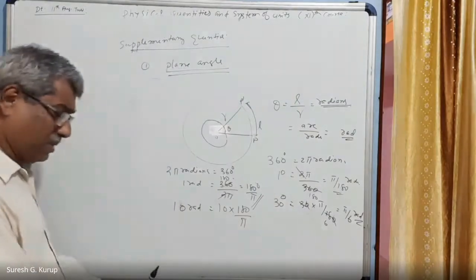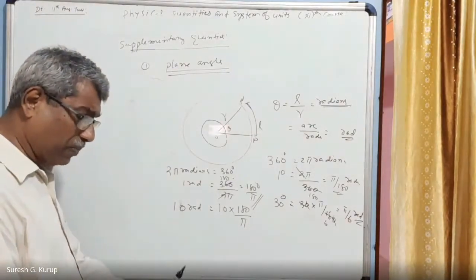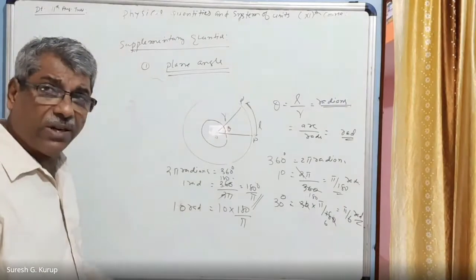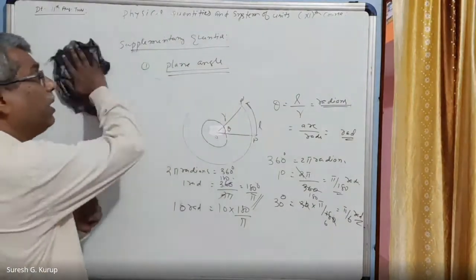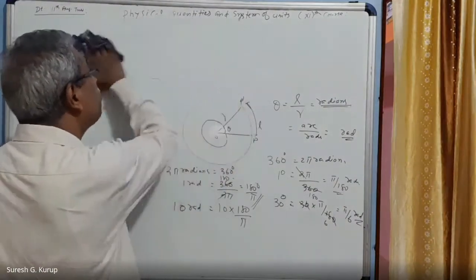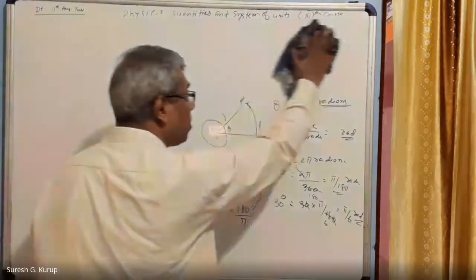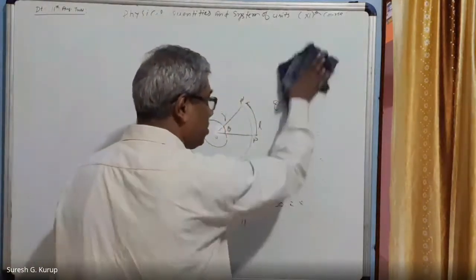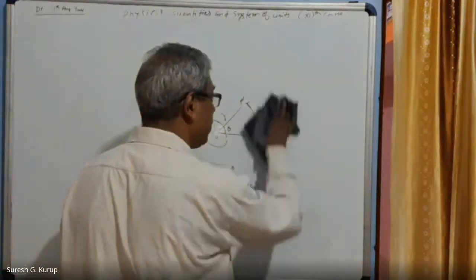This is actually the beginning topic. They are only very, very basic. Not so important from the examination point of view, but from the knowledge point of view, these are all very, very important. So this is about supplementary quantities, right?